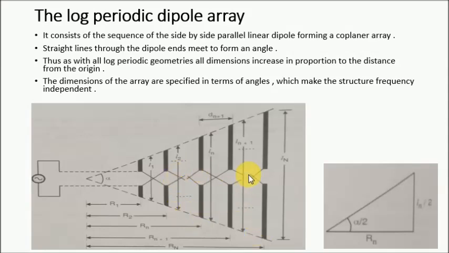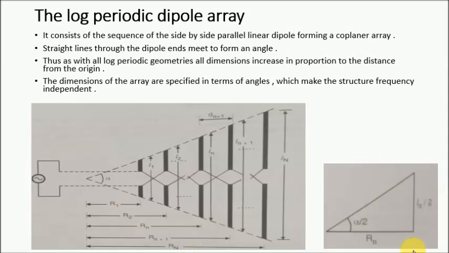So here basically it can be explained with the scale factor tau, which is equal to Rn divided by Rn plus 1. So R1 divided by R2 is the scale factor. R2 divided by R3 is the scale factor. R3 divided by R4 is a scale factor. So likewise we have a scale factor, and you remember that the scale factor, that is Rn divided by Rn plus 1, is always or should be less than 1. It should not be equal to 1, but it is always less than 1.